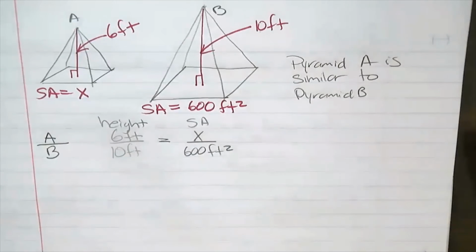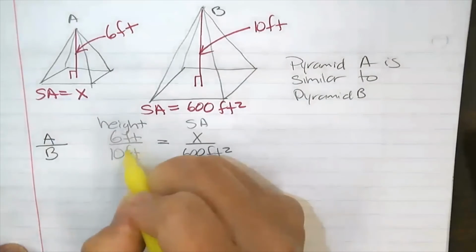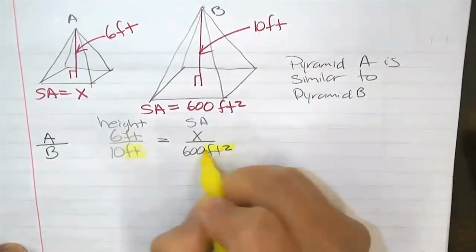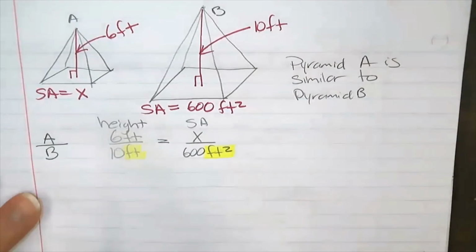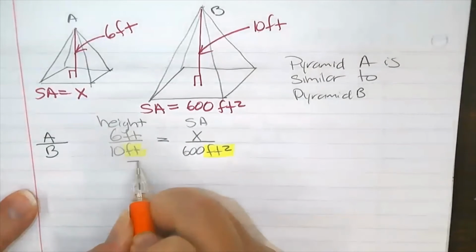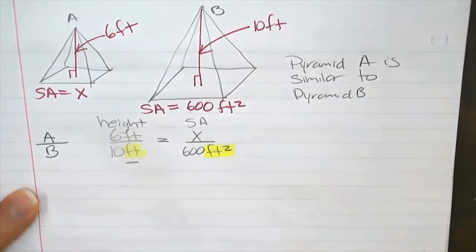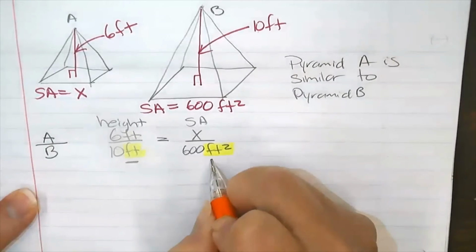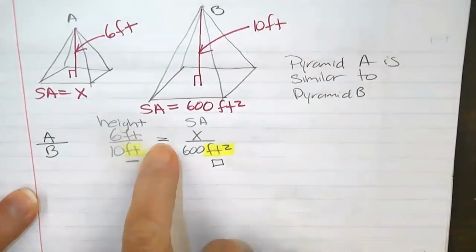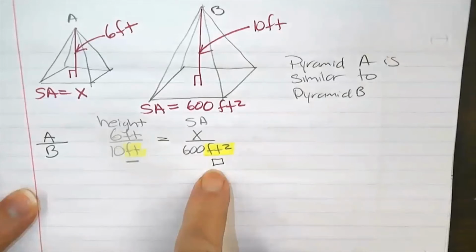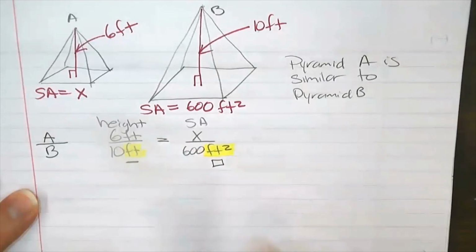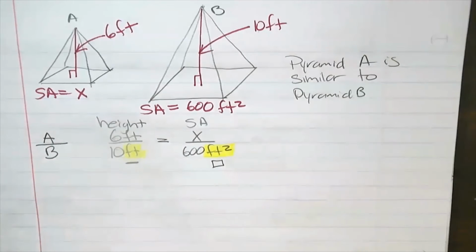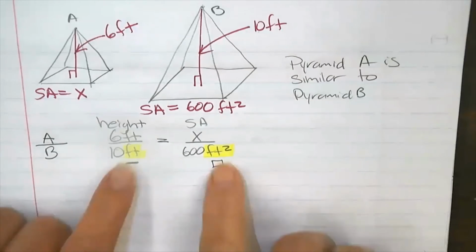But we kind of have a problem. We're trying to compare feet with feet squared. This is where I was talking about we need like units. 10 feet is a line. Feet squared is a square. A line is not equal to a square. So we cannot say these are equivalent fractions because a line is not equal to a square. So somehow we need to have like units.